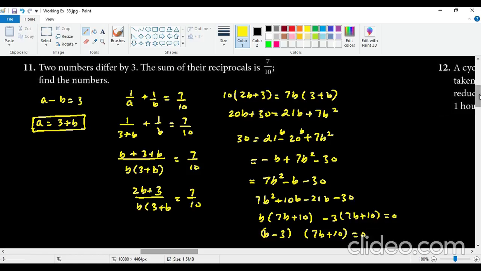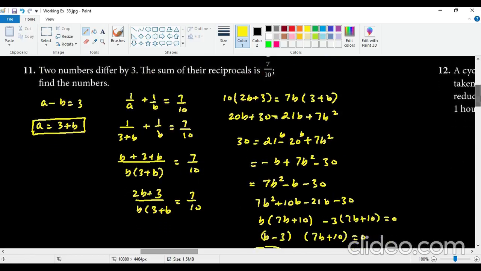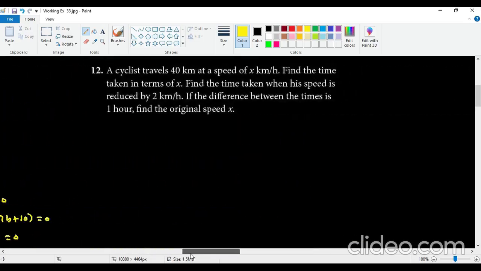We know very well that b equals 3, and the other value is going to be negative. So 7b equals minus 10, which is b equals minus 10 over 7, which is not possible. We don't consider this, so the value of b is 3. Moving on to the next question, which is question number 12.